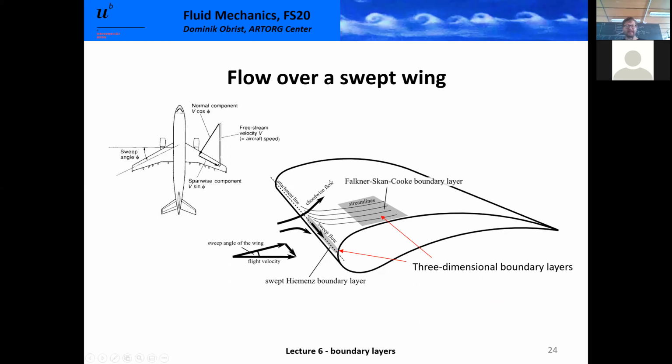So this was my last slide, just showing you a bit of an idea of where this whole boundary layer theory can go: to three-dimensional boundary layers. It's very important. We find them in all kinds of technical applications.